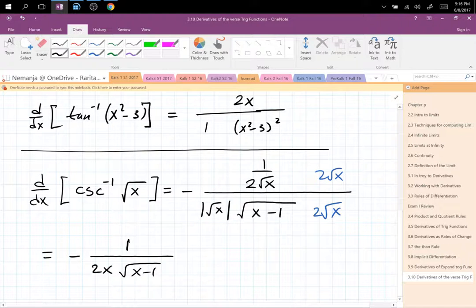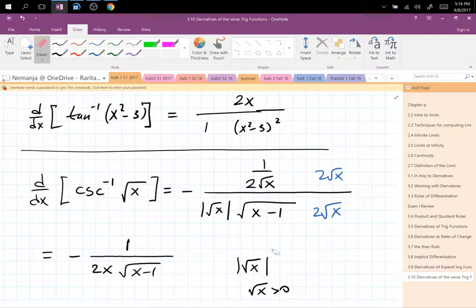What happens to the absolute value? It just goes away? As I said, the absolute value is not needed because the square root of x alone always gives positive numbers. So there's no need for the absolute value. Absolute value makes everything positive. Yes?